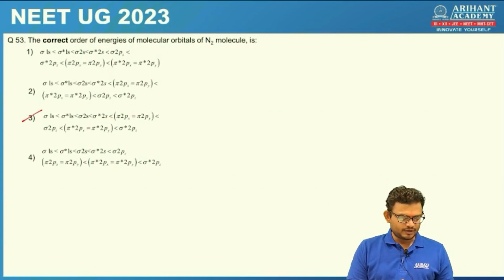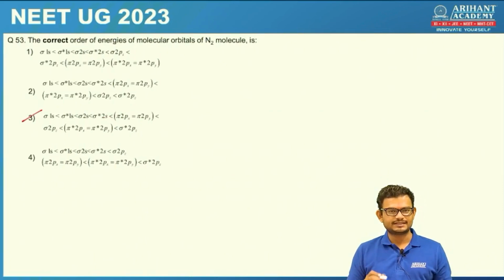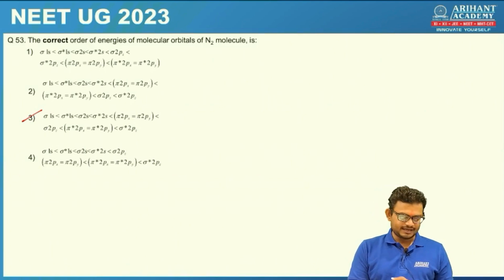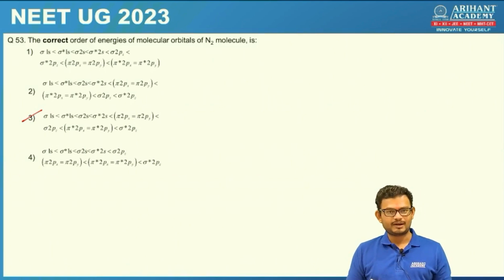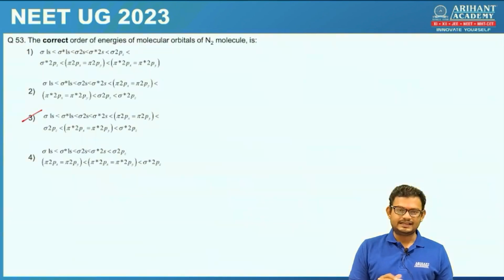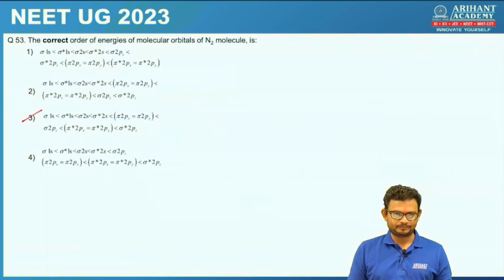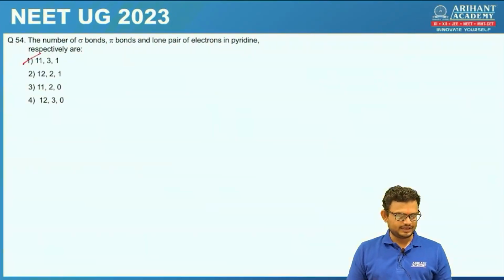They say the correct order of energies of molecular orbitals of N2 molecule. So now this is nitrogen molecule, and its molecular orbitals or molecular electronic configuration is being asked. So again a theoretical question. The option would be C. Let's come to the next question.